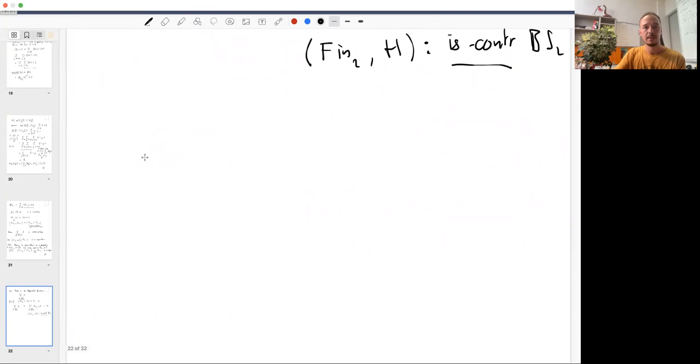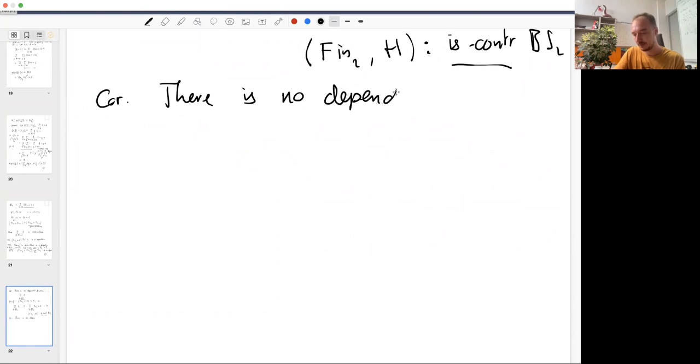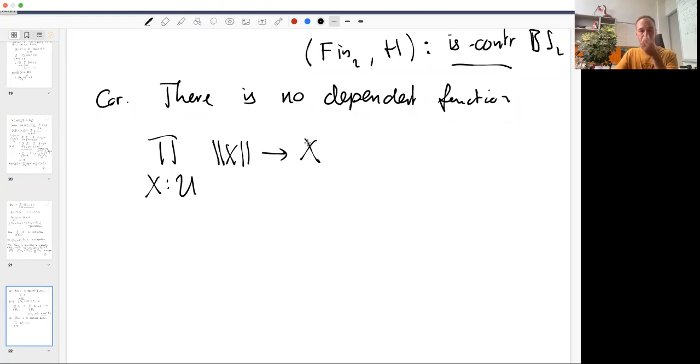Now let's have more corollaries. Corollary: there is no dependent function for every x in U, if x is inhabited, then we can construct an element of x.